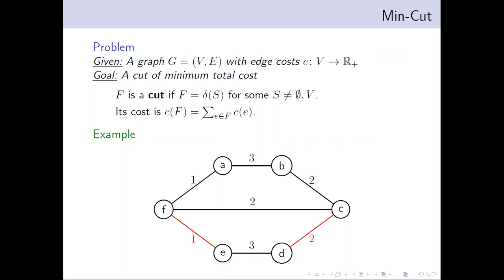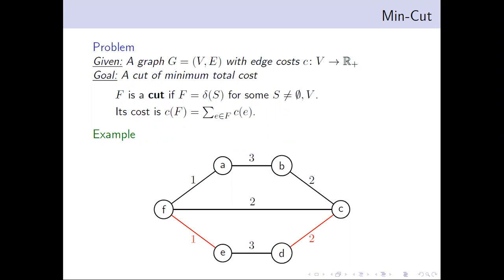In this problem, we're given a graph with positive costs on the edges. For any S subset of the vertices of the graph, we define the cut induced by S, written delta S, as the set of all edges that have one endpoint in S and one endpoint in V minus S. The partition S and V minus S can also be called a cut, but for our purposes, it's more convenient to view a cut as a set of edges. A min cut is a cut of minimum total cost.